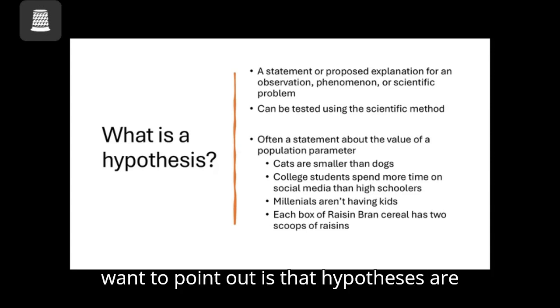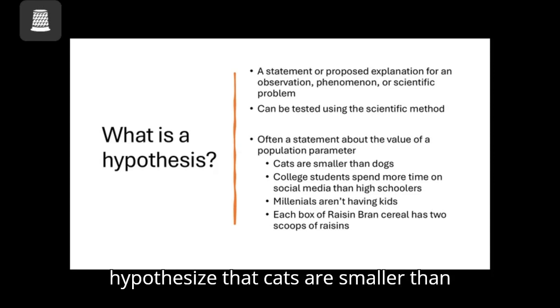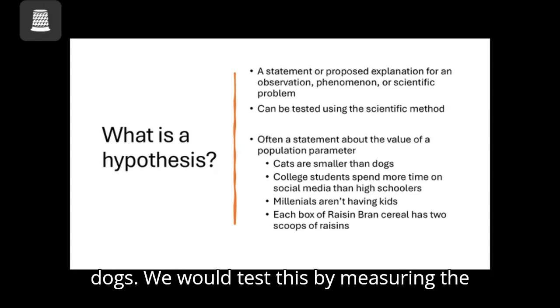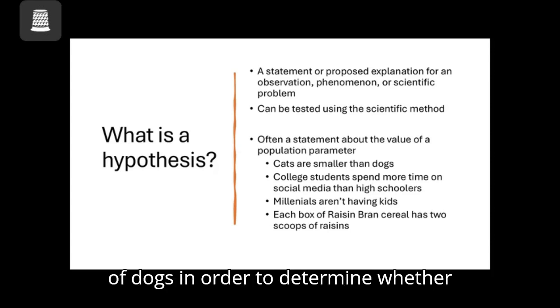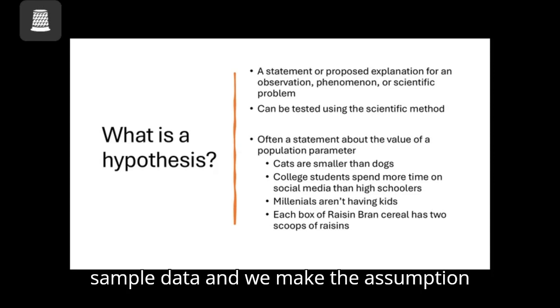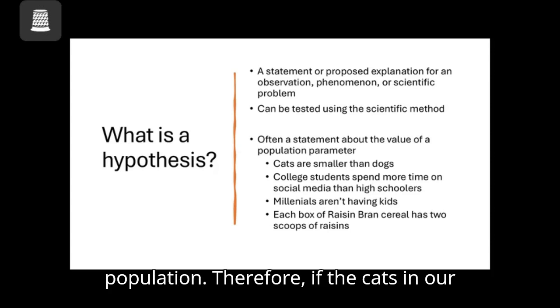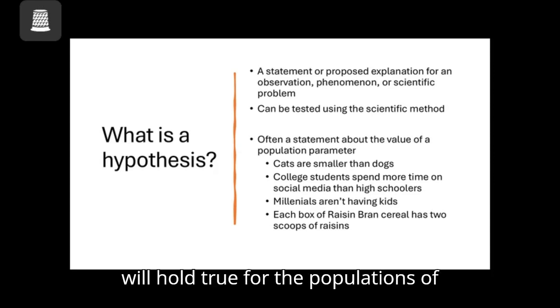But one thing I do want to point out is that hypotheses are often statements about the value of a population parameter. We might hypothesize that cats are smaller than dogs. We would test this by measuring the size, such as the mass or the height, of a sample of cats and the size of a sample of dogs in order to determine whether cats are smaller than dogs. We use our sample data and we make the assumption that our sample is representative of the population. Therefore, if the cats in our sample are smaller than the dogs in our sample, we assume that the difference will hold true for the populations of cats and dogs.